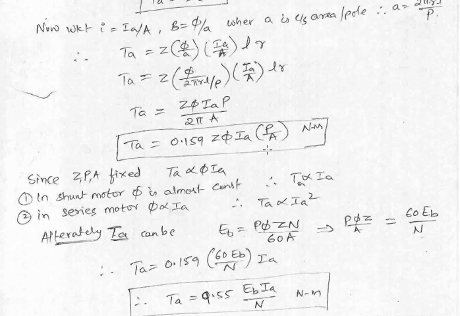Now if you see for a given DC motor, the number of conductors would remain the same, it will not change, and number of poles would remain the same, and number of parallel paths, because it is decided on the winding, this will also remain the same. So all these are constants for a particular DC motor. So we can write TA is directly proportional to flux and IA. So you can see here the armature torque is directly proportional to flux into IA.